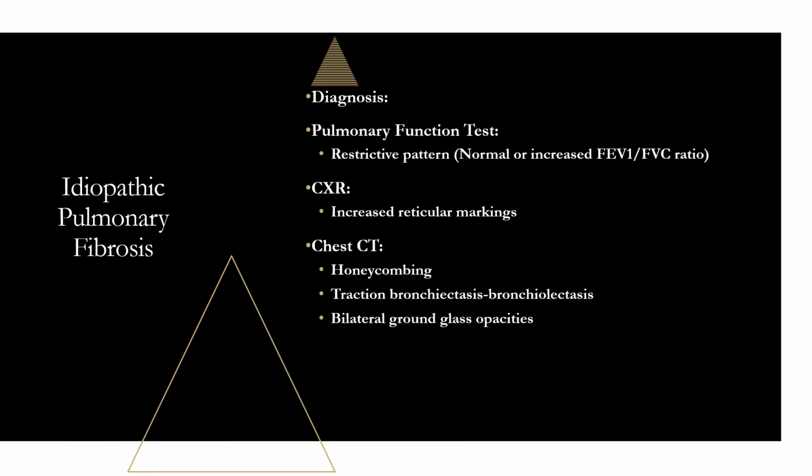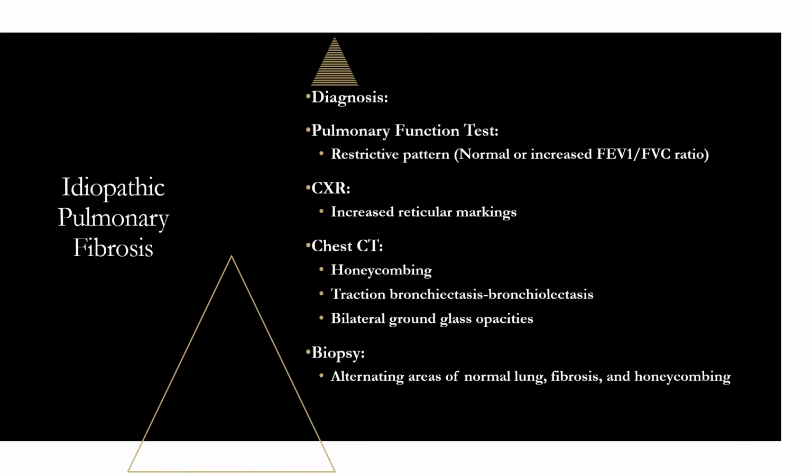And then finally, something known as bilateral ground glass opacities. So all this is this hazy increased lung opacity, and it's just caused from the scarring and the fibrotic changes in the lungs. It can be seen in any of the interstitial lung diseases, sarcoidosis, but it's a bit more prominent in pulmonary fibrosis. So those are the three things you're looking for on a CT: honeycombing, traction bronchiectasis, and the bilateral ground glass opacities.